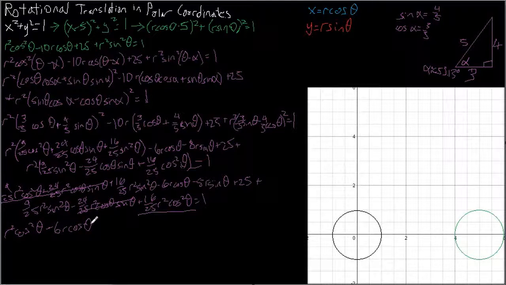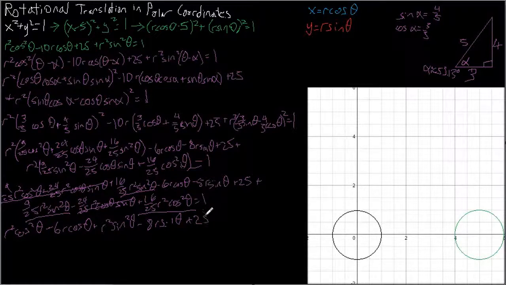Here I have 16 over 25 r squared sine squared theta, and down here is 9 over 25 r squared sine squared theta. Those also add up to 25 over 25, or just 1 times r squared sine squared theta. And then I'll put my minus 8r sine theta next. And then this plus 25 is still here, equals 1.